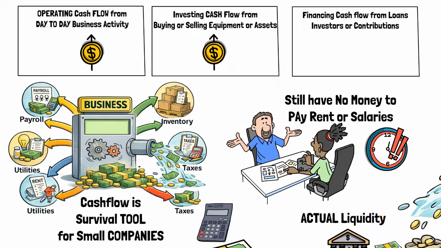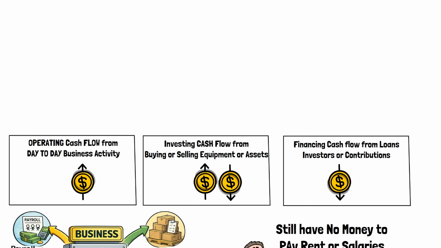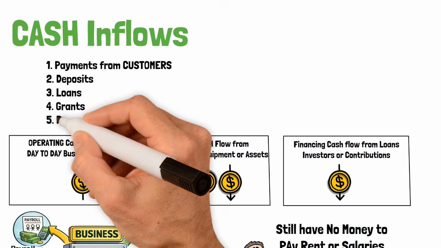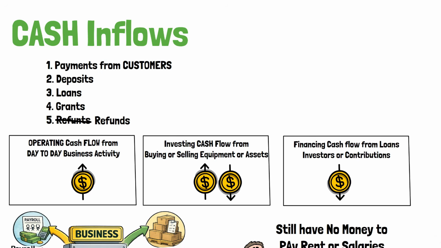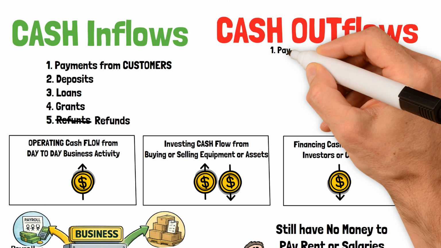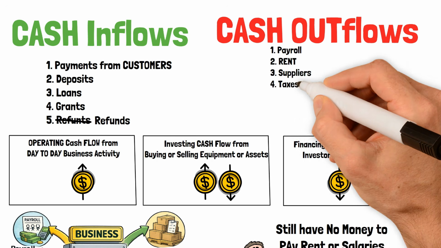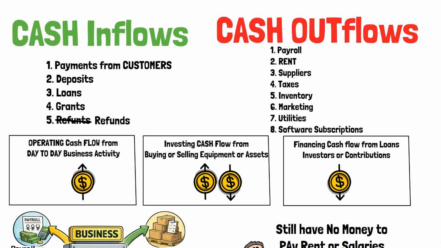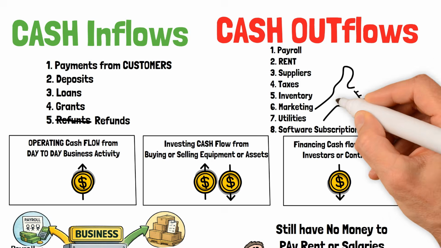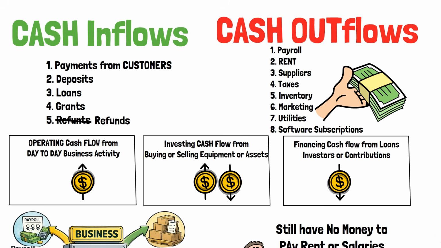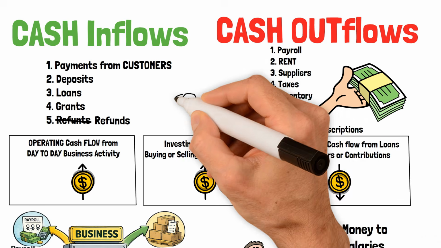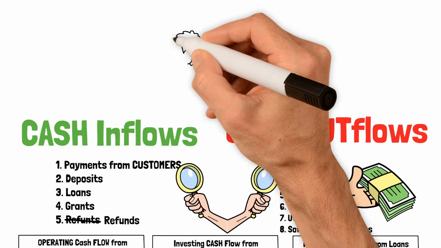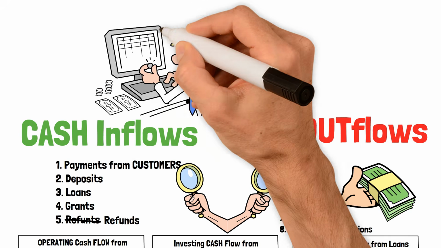Once you know what type of cash is moving, you also need to understand cash inflows, which include payments from customers, deposits, loans, grants, or refunds, and cash outflows, which include payroll, rent, suppliers, taxes, inventory, marketing, utilities, software subscriptions, and any other money leaving the business. Tracking these inflows and outflows daily gives you real control because small leaks add up when ignored. Even a basic spreadsheet or accounting app can show trends and prevent surprises.